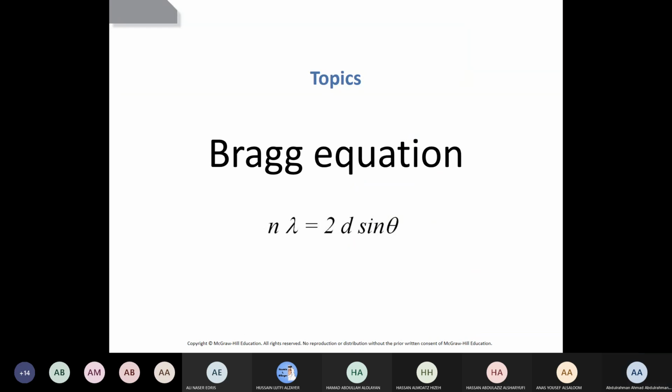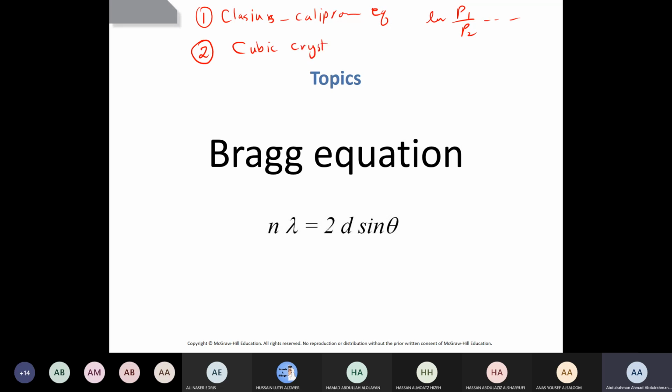Now, what was the first question? The Clausius-Clapeyron equation, in which you have ln P1 over P2, and continue. What will be the second question in the quiz? Cubic structure, cubic crystals, in which you find the density or find the mass or whatever. What's the third question in the quiz? Phase diagram, phase change.